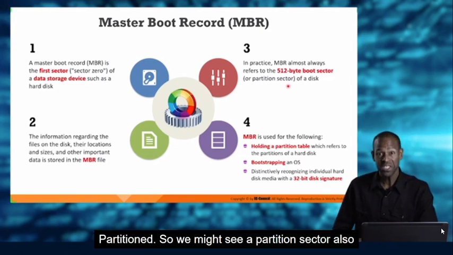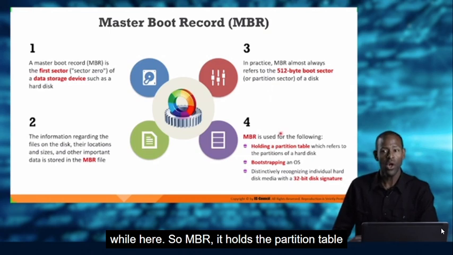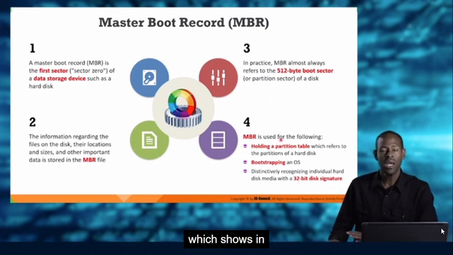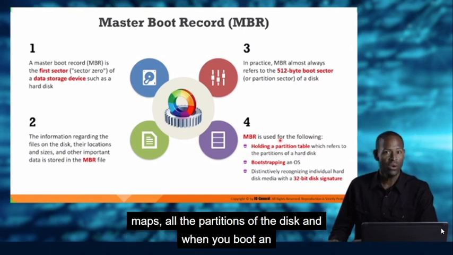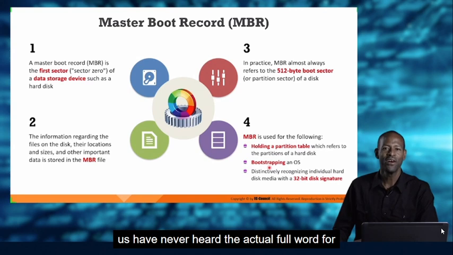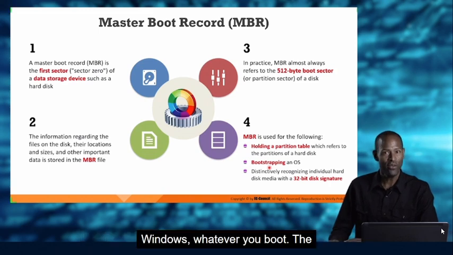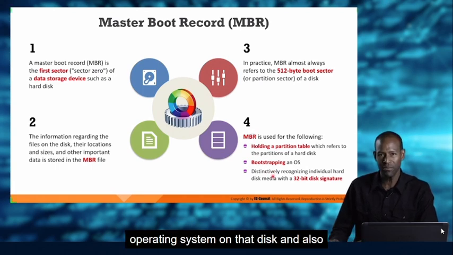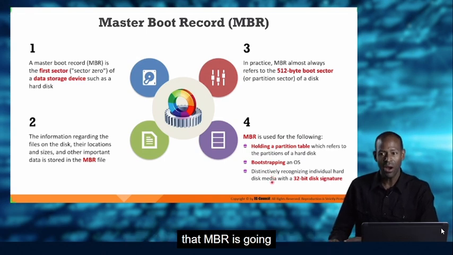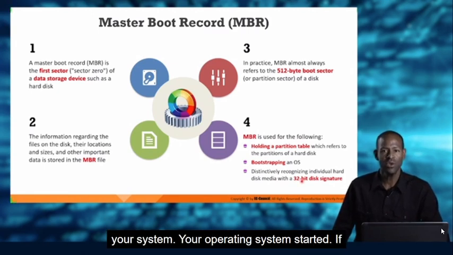Now, a hard disk can be partitioned, so we might see a partition sector also, which we'll talk about in just a little while. The MBR holds the partition table, which shows and maps all the partitions of the disk. When you boot an OS, bootstrap is where it comes from. A lot of us have never heard the actual full word for booting an OS. So you boot an operating system, you boot Linux, you boot Windows, whatever you boot, the MBR is there if you have your disk formatted and have the operating system on that disk, and that MBR is also going to recognize all the media with that 32-bit disk signature. So that MBR is there to get your operating system started.